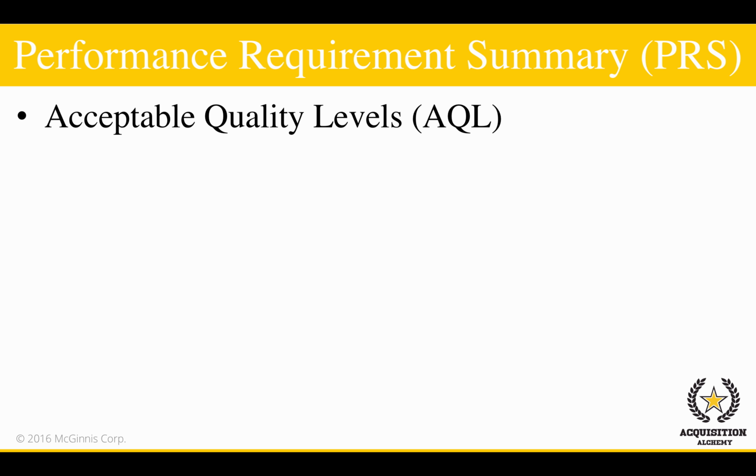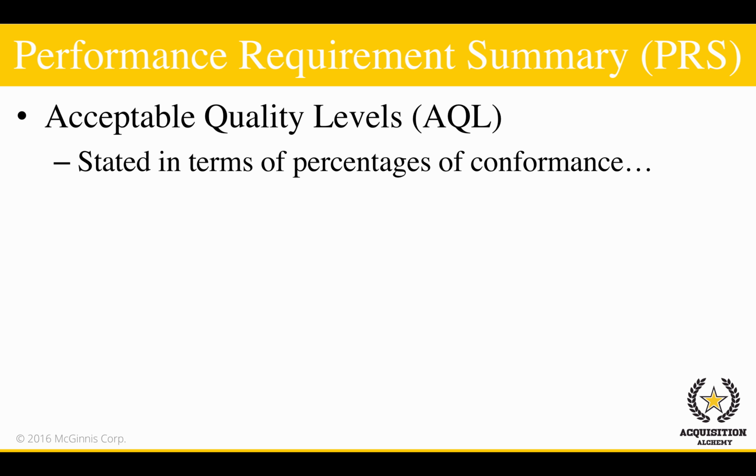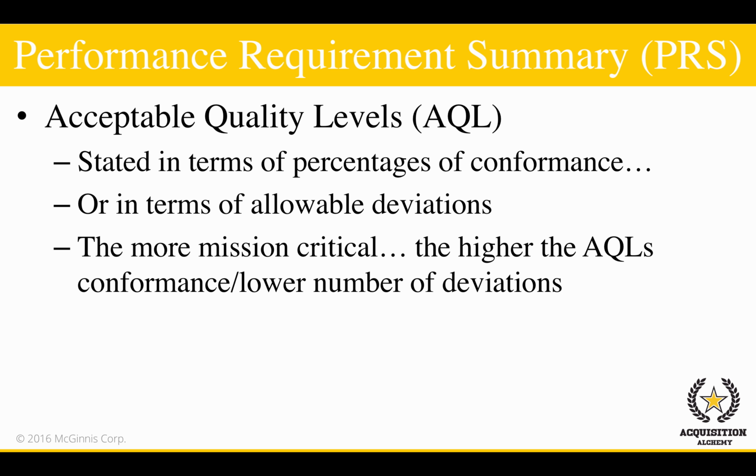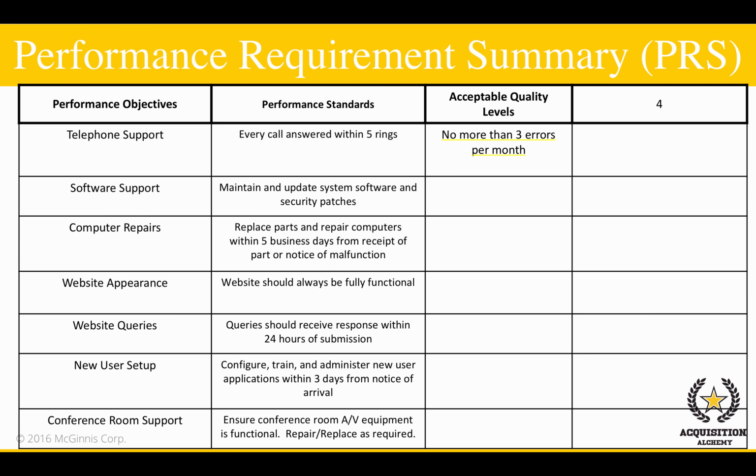Acceptable quality levels are generally stated in terms of percentages of conformance, such as 92% compliance, or in terms of allowable deviations, such as no more than 2 deviations per month. The more mission-critical the performance objective, the higher the AQL's percentage of conformance and/or the lower the number of allowable deviations. For example, phone calls will be answered within 5 rings should be an easy task and not very mission-critical, so we stated that the contractor should make no more than 3 errors per month.